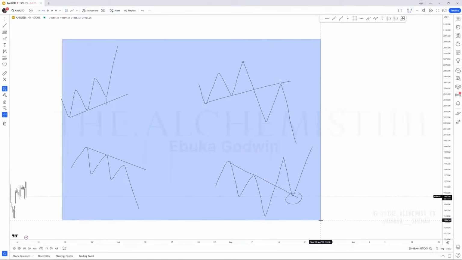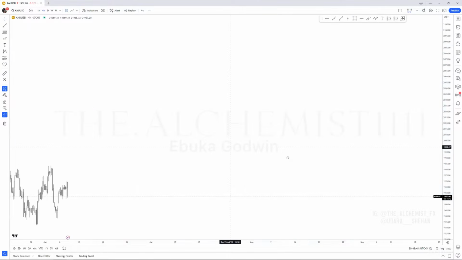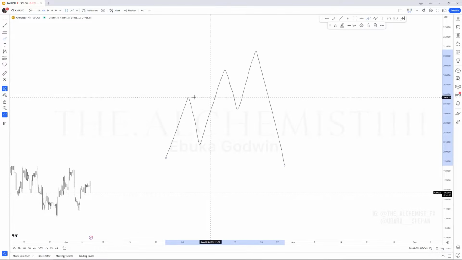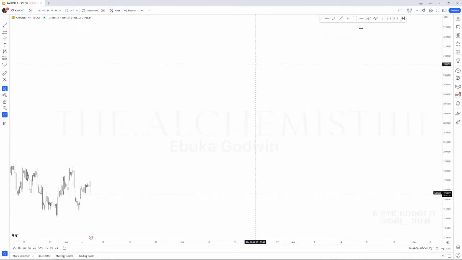I'll show you examples. The next one will be a reversal trend line, something like this. So we could draw it like this. Like I told you, the first thing should be a key level.